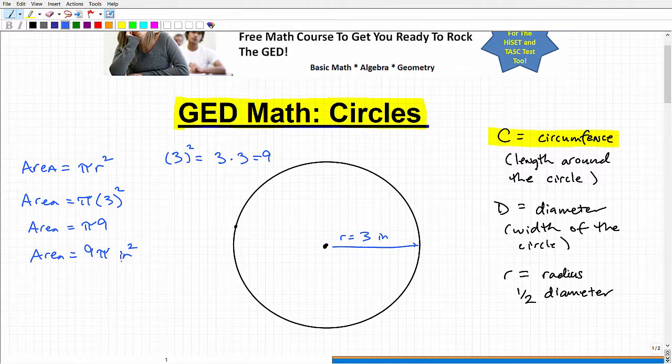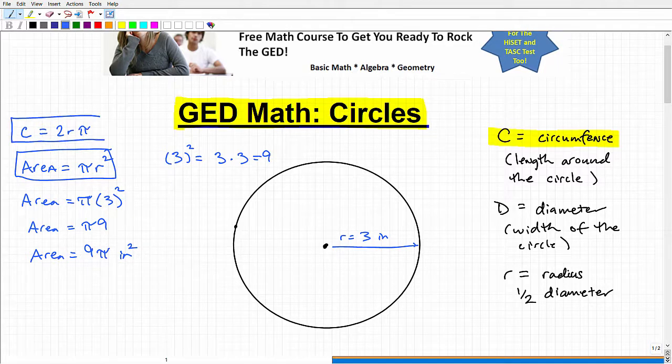Very, very important that you have the appropriate units of measure. If you just gave me 9 pi without the units of measure, you would get points off on a test or quiz. All right, so if you can calculate the area and you can calculate the circumference, 2 pi r, then you're going to be in good shape. And if you understand the various parts of a circle, you've really upgraded your circle knowledge.